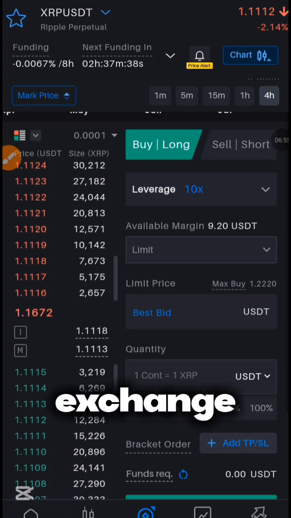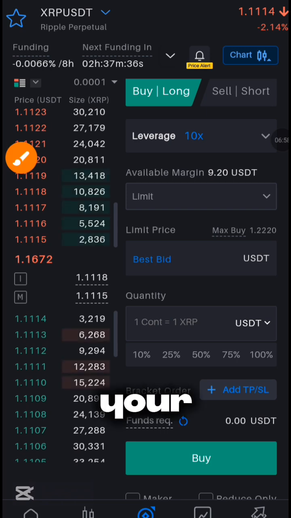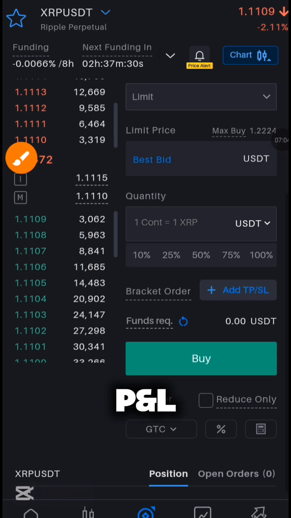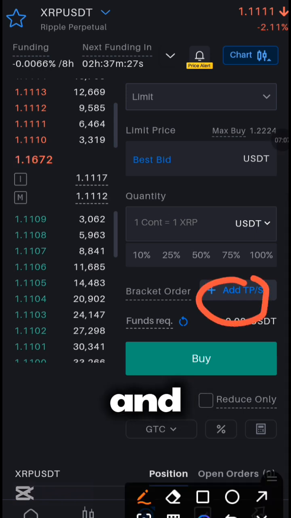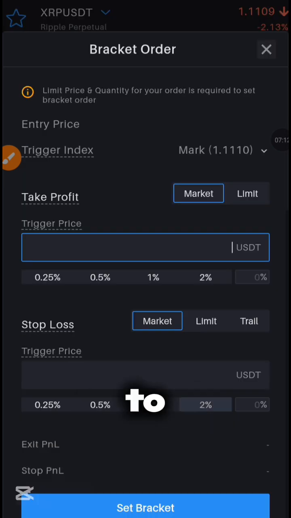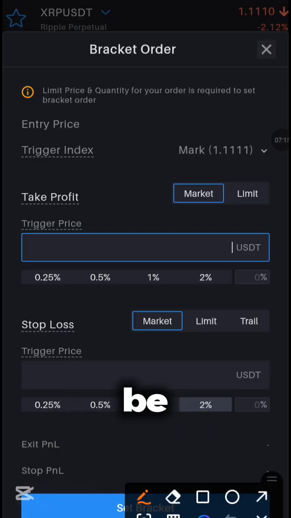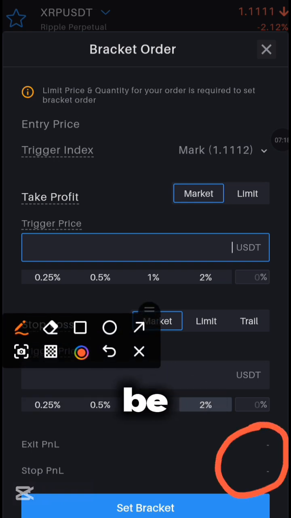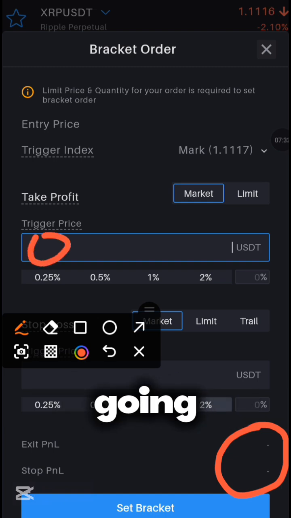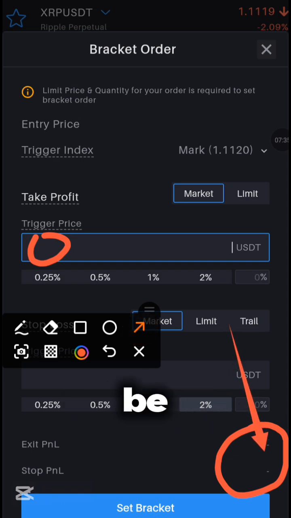Also on your exchange, once you've inputted your entry, chosen your limit order, and entered the quantity you want, you can see where they say TP and SL. If you put in your TP and SL, you're going to see the amount you are going to be making or losing right here. That's why they say exit P&L and stop P&L. If you've entered the trade and inputted your take profit and stop loss, you're going to see the amount of money you're going to be losing right here.